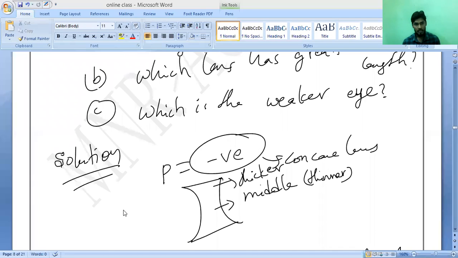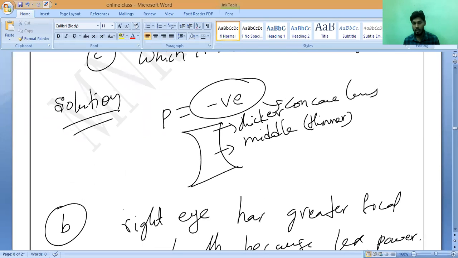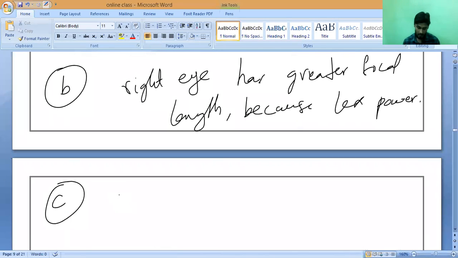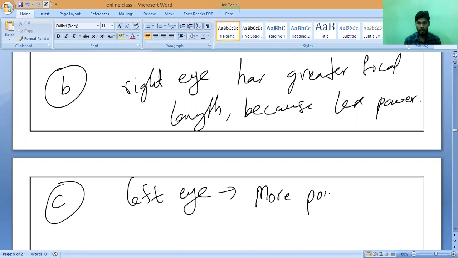Weaker eye, focal length is less. So it is having more diverging power. So that is the left eye. That is what you remember. Because more power. So more power, weaker eye.